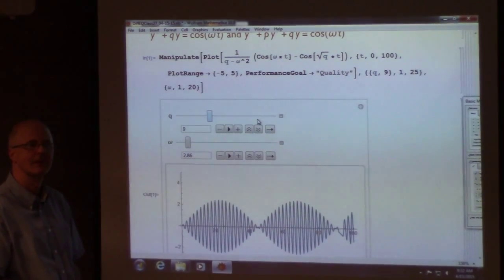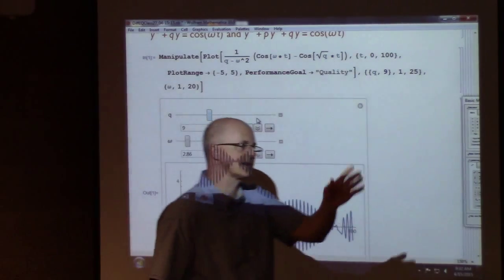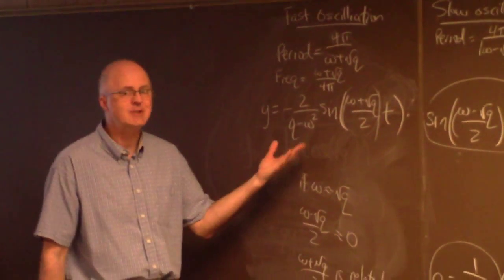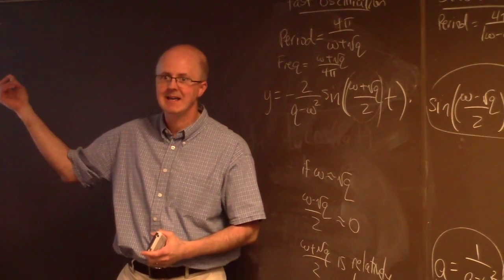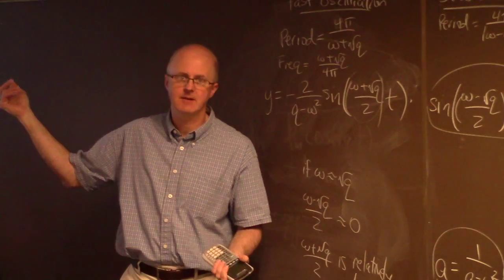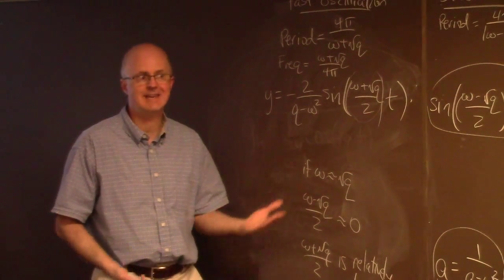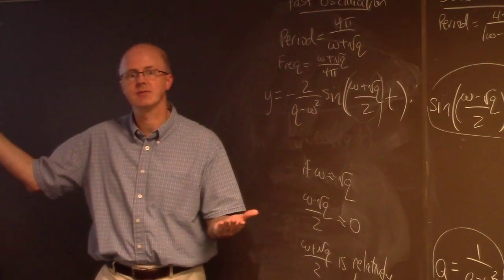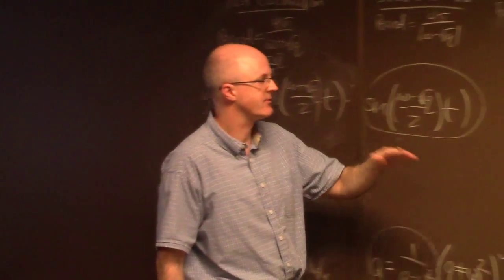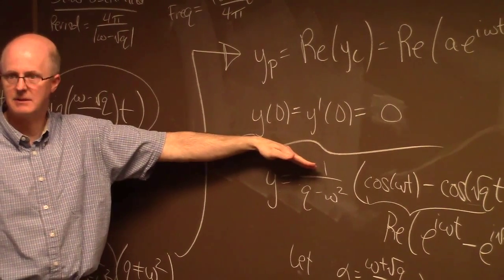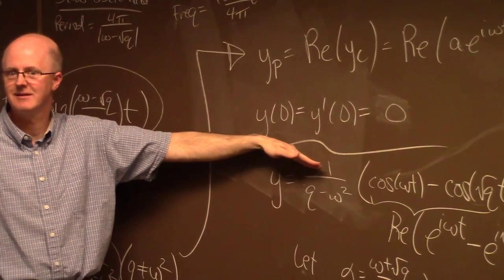Okay? So the point in doing all this mixture of trigonometry with exponentials is to help us understand why you're observing the beating phenomenon. This form of the solution is more helpful in understanding that graph than this form is. That's the point. That's the whole point.